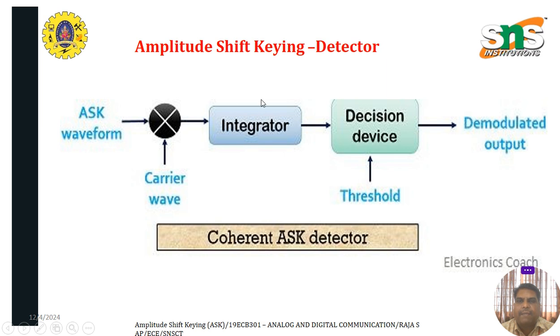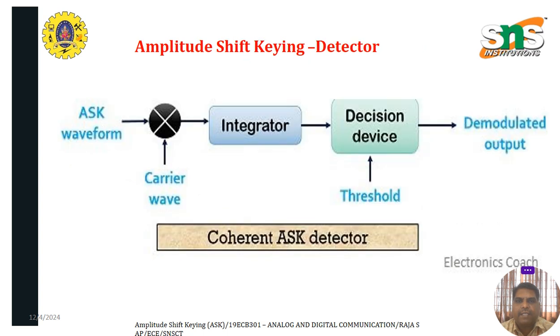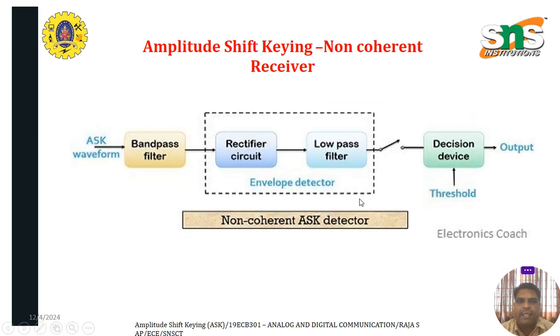So if you see this figure, this integrator will band limit the input signal, then the decision device will compare the input signal with the threshold value. If the input signal is much higher than the threshold value, then the bit of data is 1. If the input signal has a very low value compared to the threshold value, then the bit is 0. So here it is a non-coherent receiver. Instead of using an integrator, here they are using an envelope detector, which consists of a rectifier circuit along with a low pass filter.